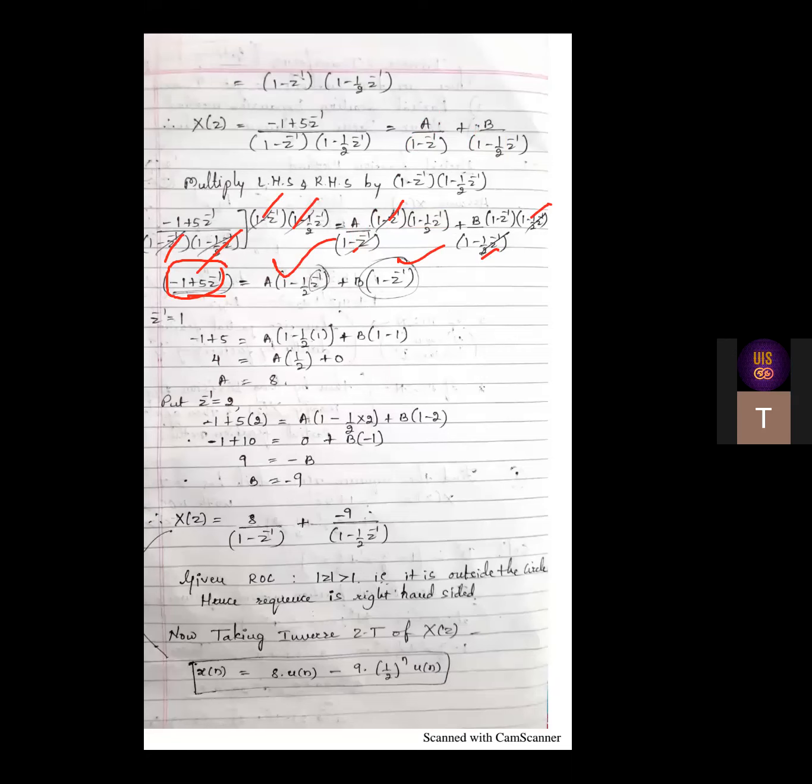Just by trial and error method, we will try to substitute z inverse as 1. If you put z inverse as 1, in B into 1 minus 1, B will go 0. So we will be left with only A, and we can find A.